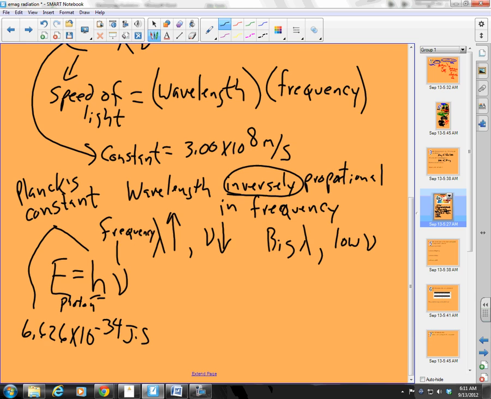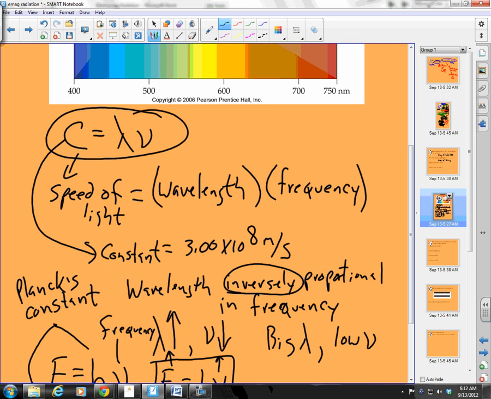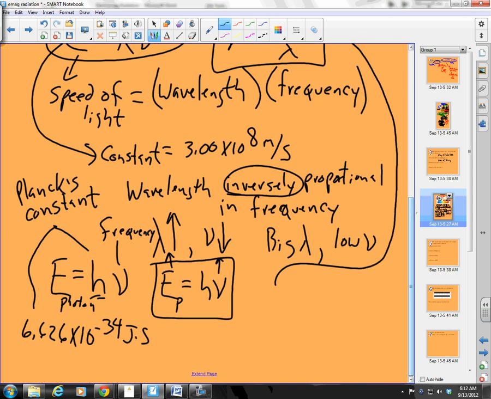Okay, so let me rewrite that so it's nice and pretty. Energy of a photon is equal to h nu, right? That's one important thing. So as frequency goes up, what happens to energy? Energy goes up. Now, we also know that c is equal to lambda nu, so nu is equal to c over lambda, right? So that's another way to think of that. And then we can substitute that down here. If I substitute, then I get E of a photon is equal to h c over lambda.